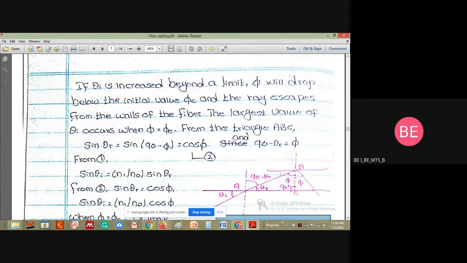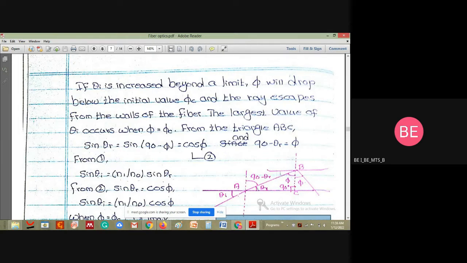When this happens, the ray will escape from the walls of the fiber. The ray will not be totally internally reflected. At the far end of the fiber, you won't get any light ray because the light ray will just get refracted away from the optical fiber, right? Once phi comes below phi c, the light will not be transmitted in the fiber, but it will be simply refracted out of the fiber, right?